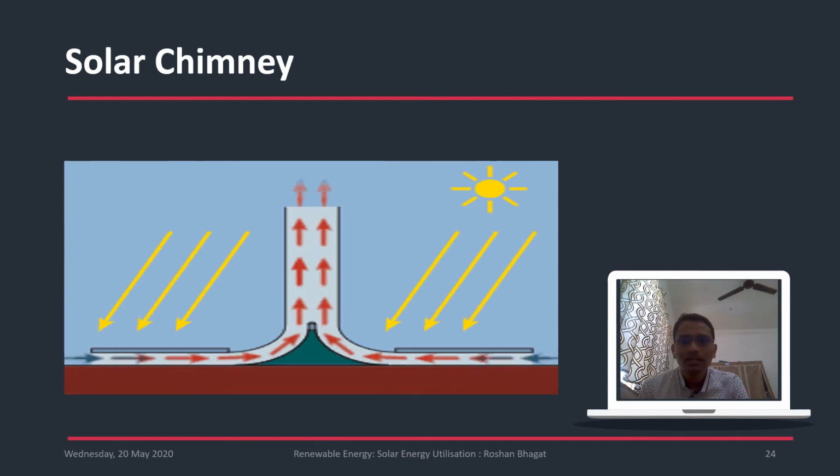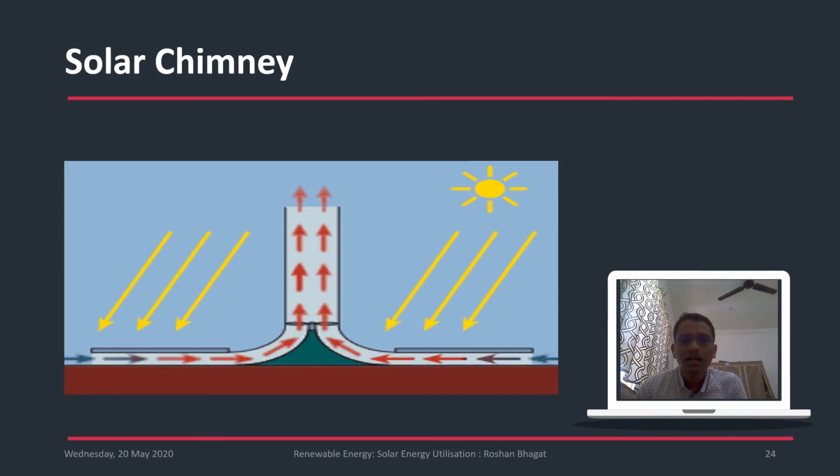Now another application of solar energy is the solar chimney. The solar chimney can be used for power generation, where a wind turbine is installed at the center location. The flow of wind which takes place because of heating of air, that flow of air is responsible for the rotation of the wind turbine. So this is one of the applications which can be used for generating electricity.